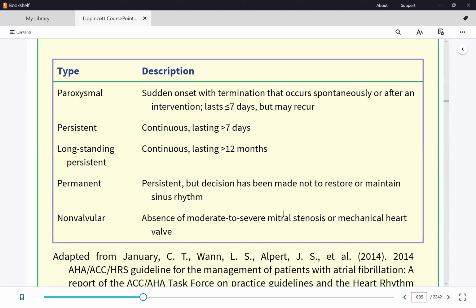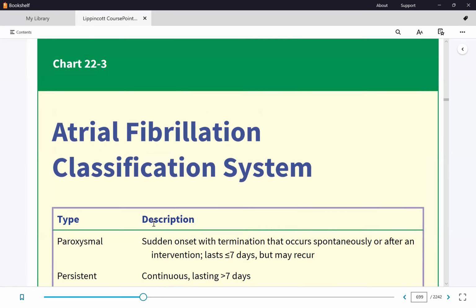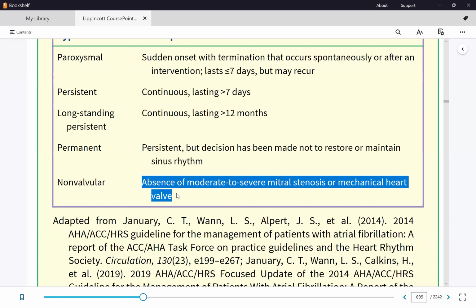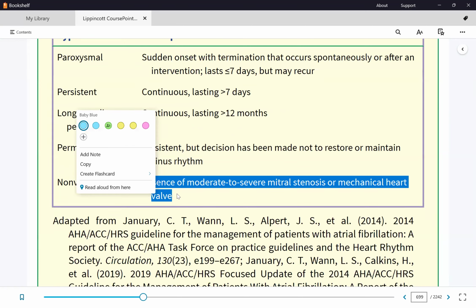If it's non-valvular, let's start with the last one here on chart 22-3. If it's non-valvular, according to the drug company making these anticoagulants, they can benefit from 10A inhibitors. 10A inhibitors are those drugs that have XA in their name, namely apixaban, edoxaban, rivaroxaban. All right, so these are 10A inhibitors.